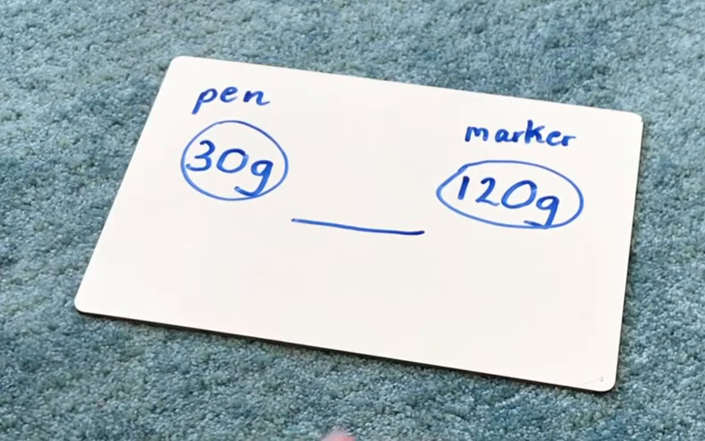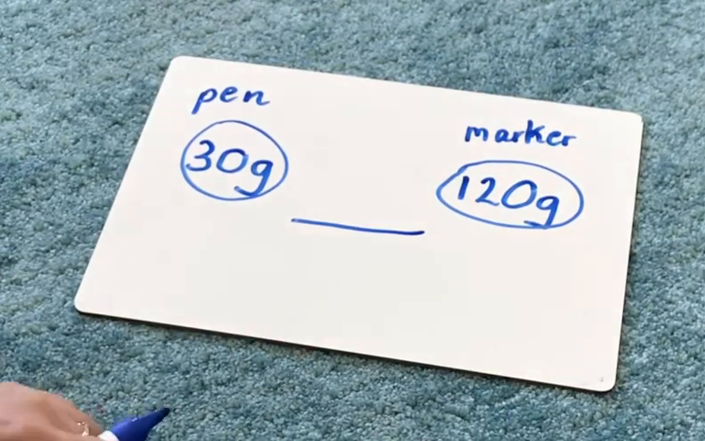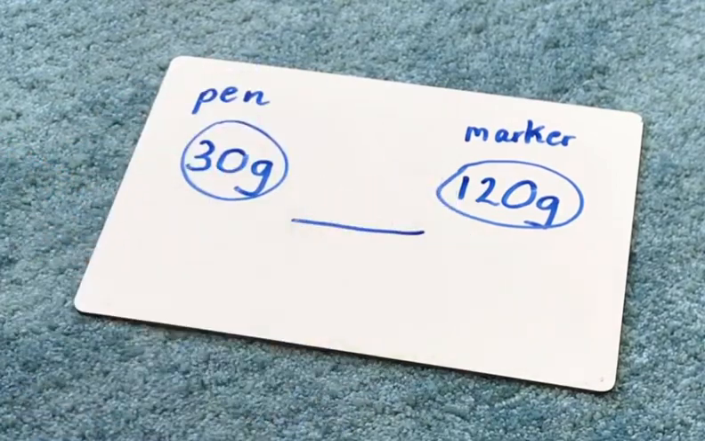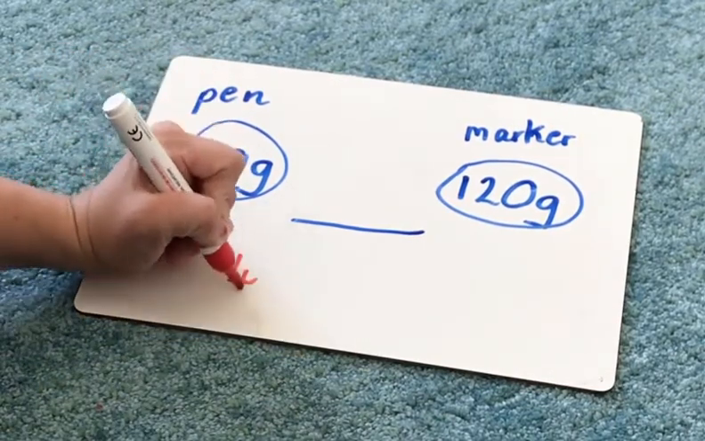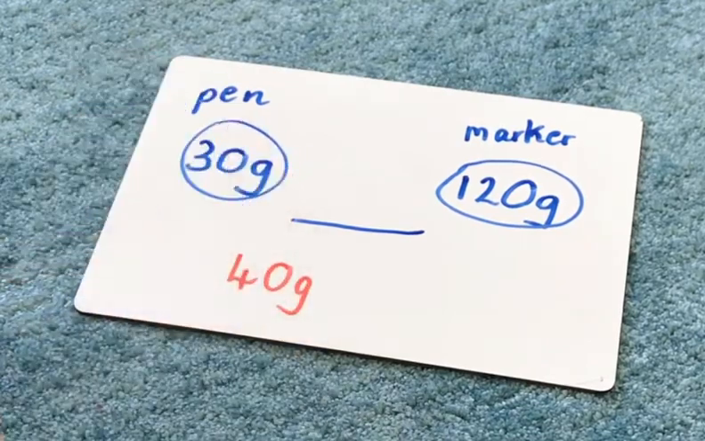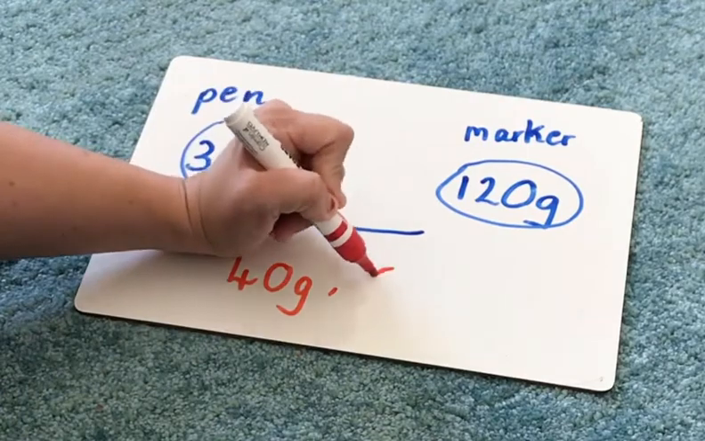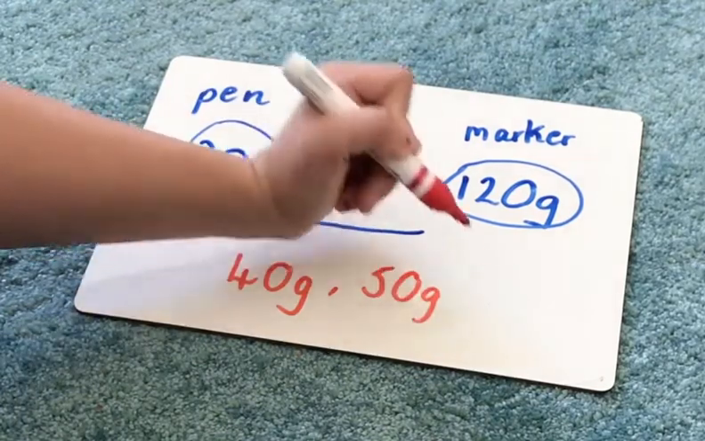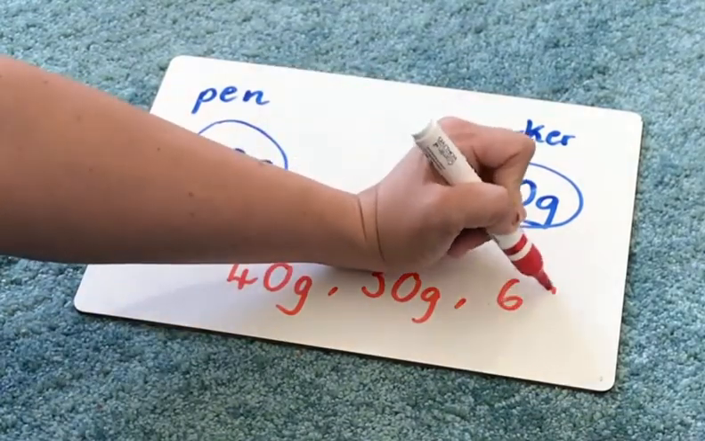And you're going to give 3 possible answers. So as long as it's any number which is more than 30 and less than 120, you will get your answer correct. So I might say, for example, it is 40 grams. Or it could be 50 grams, or even 60 grams. Yep.